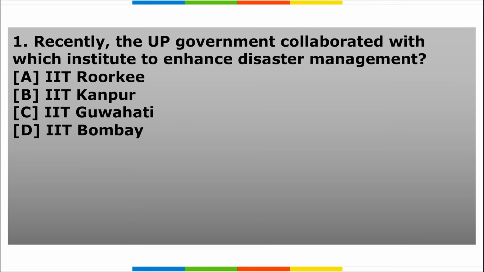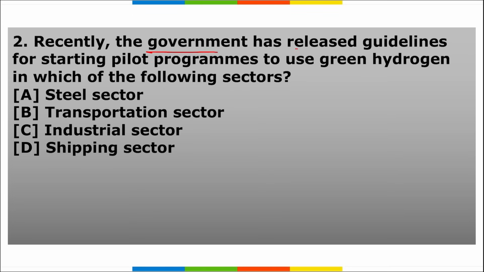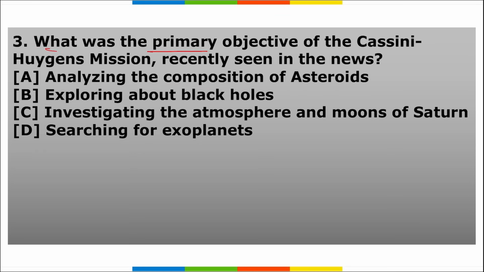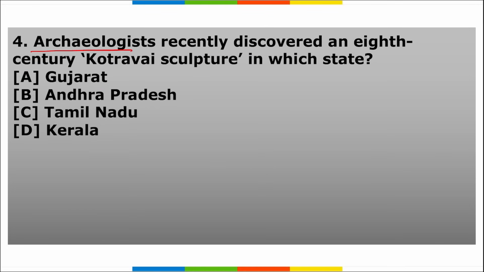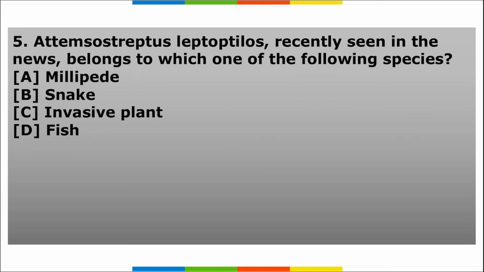Next is our homework section. First, recently the UP government collaborated with which institute to enhance disaster management? Second, the government has recently released guidelines for starting pilot programs to use green hydrogen in which of the following sectors? Third, what was the primary objective of the Cassini-Huygens mission recently in the news? Fourth, archaeologists recently discovered an 8th century Kotaravai sculpture in which state?